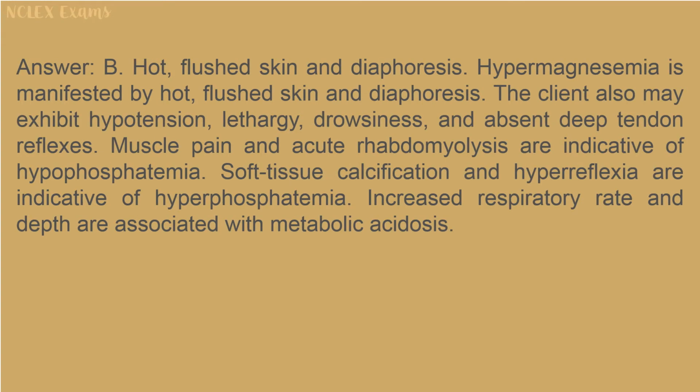Answer: B. Hot, flushed skin and diaphoresis. Hypermagnesemia is manifested by hot, flushed skin and diaphoresis. The client also may exhibit hypotension, lethargy, drowsiness, and absent deep tendon reflexes. Muscle pain and acute rhabdomyolysis are indicative of hypophosphatemia. Soft tissue calcification and hyperreflexia are indicative of hyperphosphatemia. Increased respiratory rate and depth are associated with metabolic acidosis.